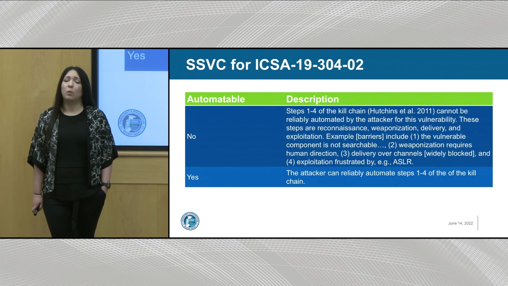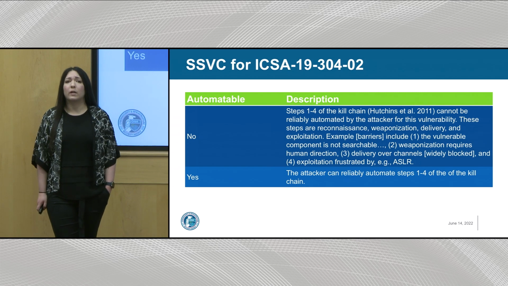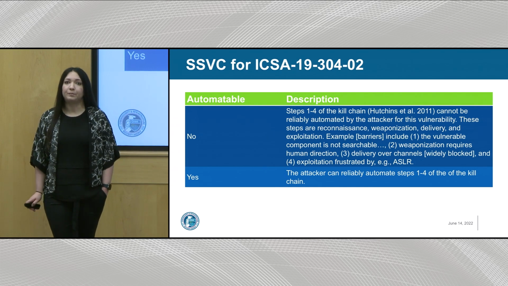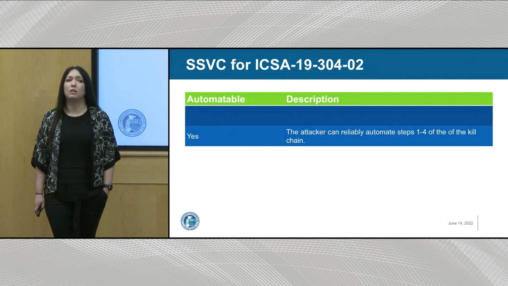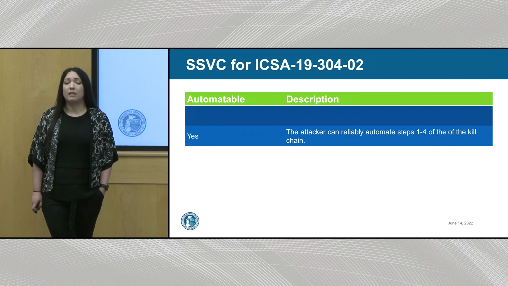The next decision point is automatable. Does the attacker need to perform additional actions in order to exploit the vulnerability, or is it automatable, synonymous with wormable? Based on the description, the answer is yes, this vulnerability is automatable. The attacker was able to access the vulnerability through the network, and they did not require privileges or user interaction.